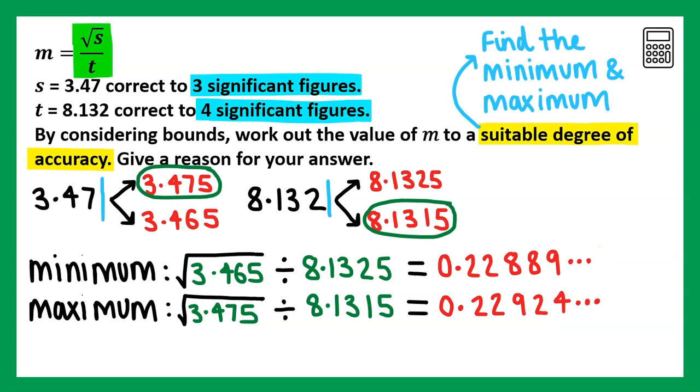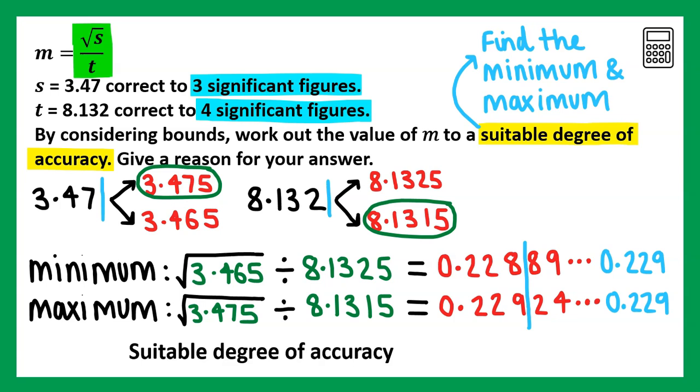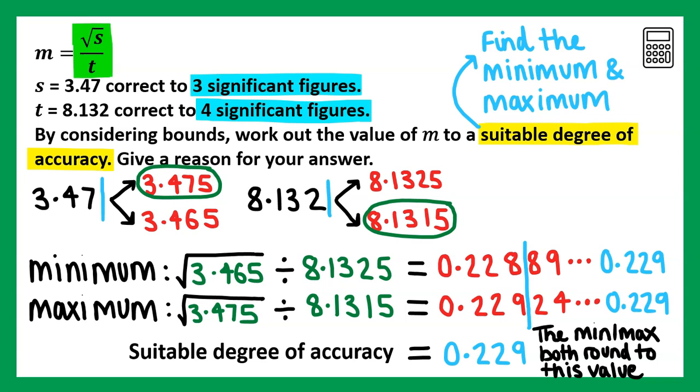If I was to go back one more significant figure and put my rounding line after the third decimal place, the minimum would round to 0.229 and the maximum would also round to 0.229. Because these two numbers are the same, this would be my suitable degree of accuracy, so the overall answer to the question would be 0.229, and your reason would be the minimum and maximum both round to this value.